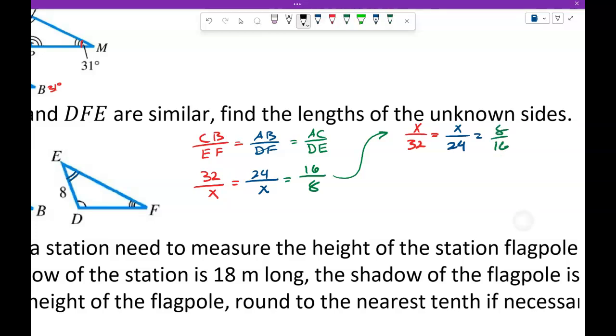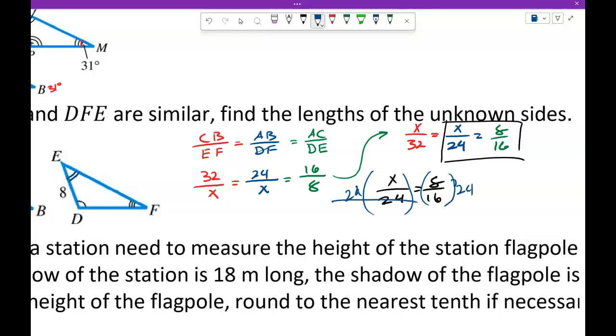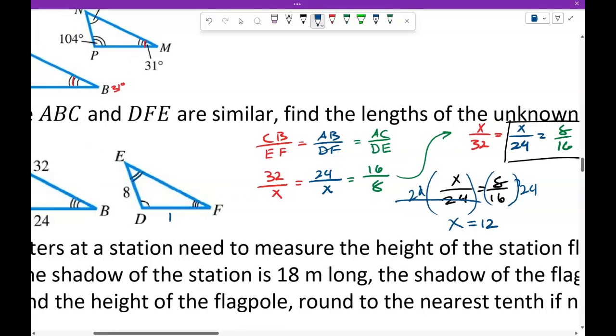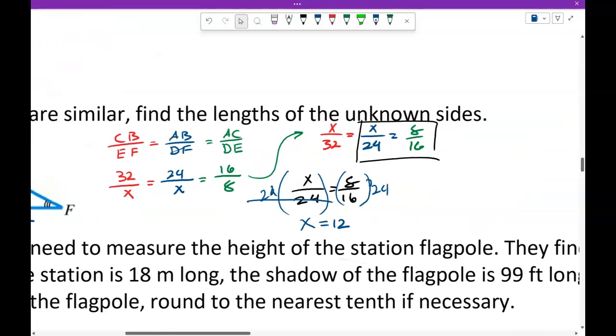And then we'll just go ahead and take each proportion and solve for X. X over 24 equals 8 over 16. If we multiply both sides by 24, we get a value of X that equals 12. So the measure of DF is 12 units.